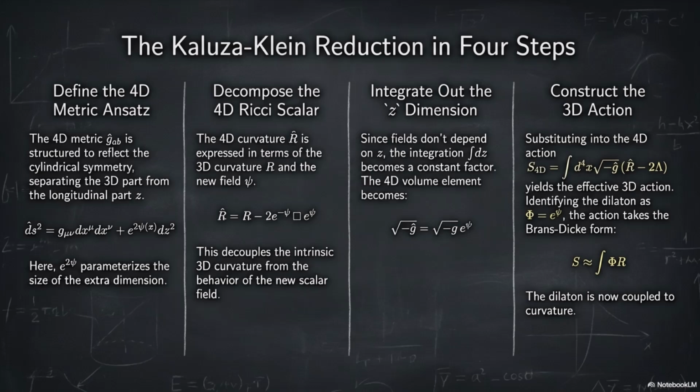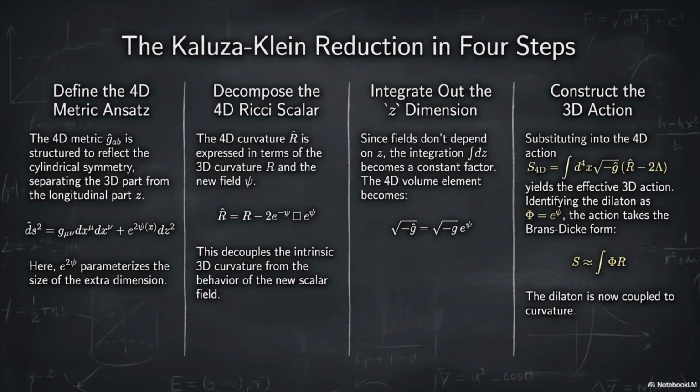Step 3 is the actual integration. We integrate out Z, and since nothing depends on Z anymore, it's pretty straightforward. The volume element just scales down cleanly. And finally, step 4. We construct the new 3D action. You substitute all these decomposed parts back into the original 4D action, and what pops out is an effective 3D action. And by defining the dilaton field, phi, as e^(-ψ), the action takes on a very specific form, the Brans-Dicke form. S is approximately the integral of phi times R.